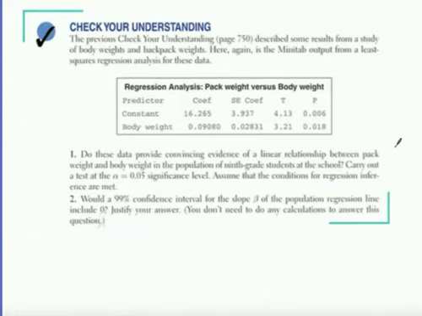The previous Check Your Understanding describes some results from a study of body weights and backpack weights. Again, here is the Minitab output for the least squares regression analysis for these data. One says, do these data provide convincing evidence of a linear relationship between pack weight and body weight in the population of 9th grade students at the school? Carry out a test at the alpha equals 0.05 significance level. Assume that the conditions for regression inference are met.